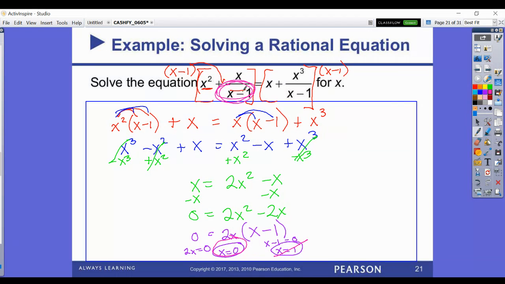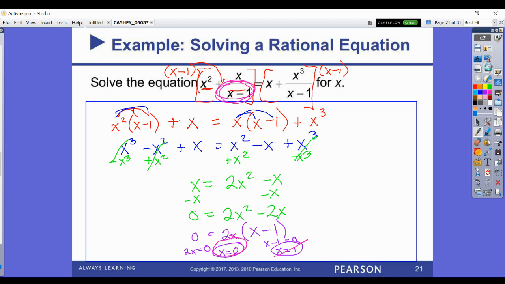It does not work because I divided by 0 when I plugged it in. So that's really what you're looking out for. If you want to make sure you're absolutely correct and it was another number, you could use your calculator and type these in and just confirm that the left side equals the right side. For now, our answer is 0.